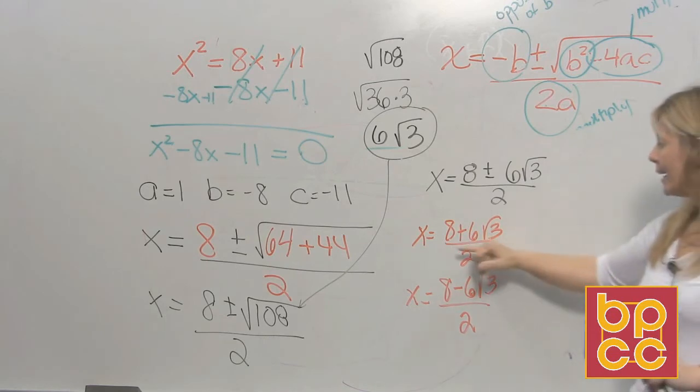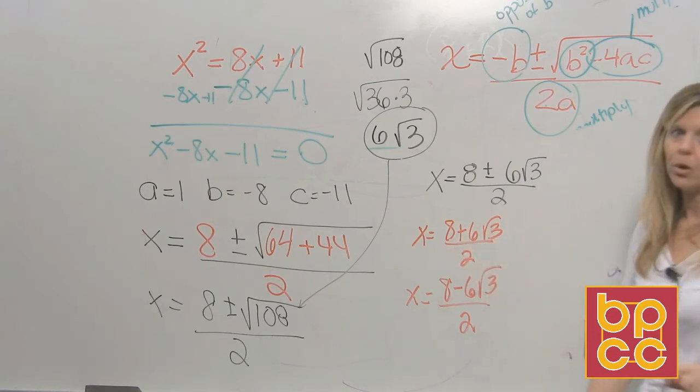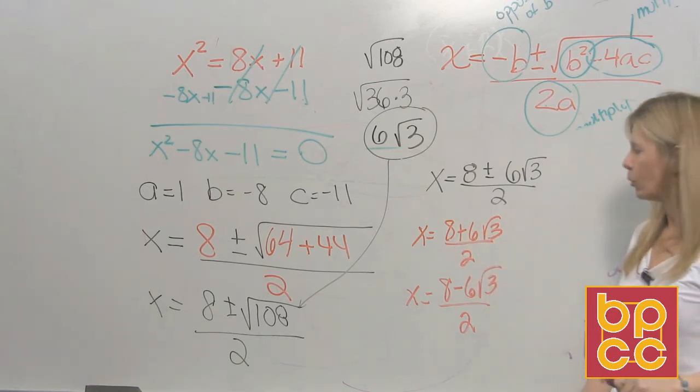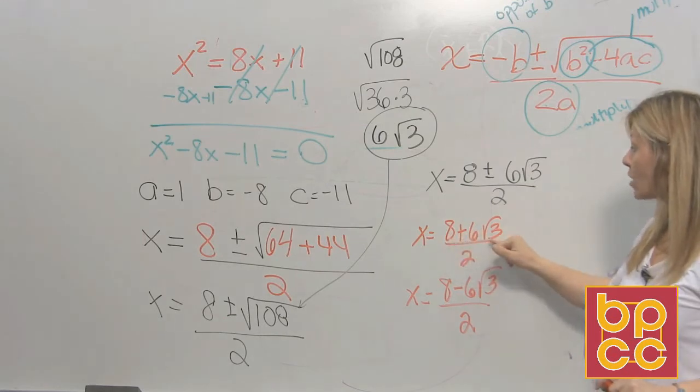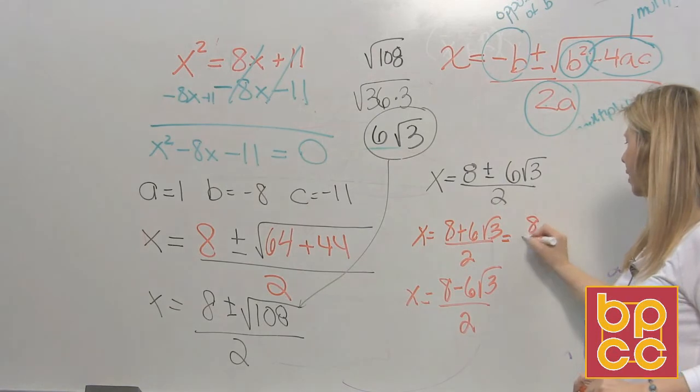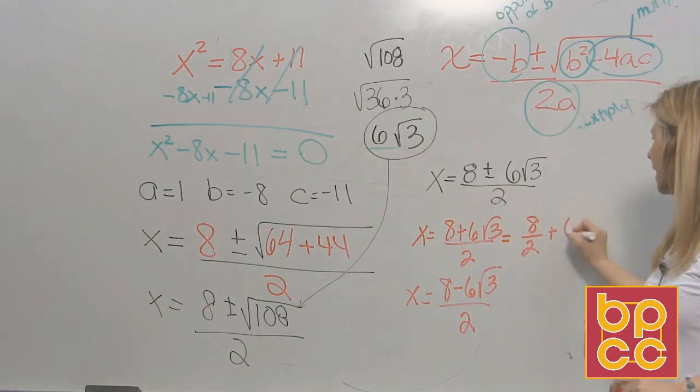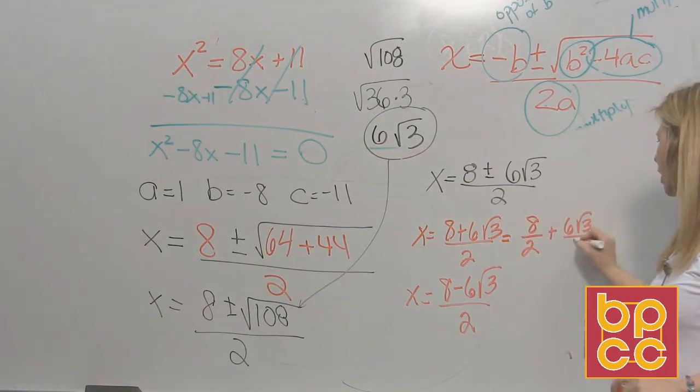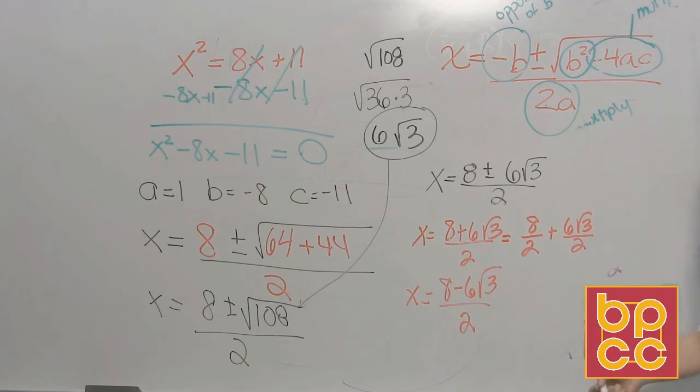But wait, it says to divide by 2. What are you dividing by 2? Well, look at the bar. It's going straight across, so it means to divide both. So I could break this up and write 8 over 2 plus 6 square roots of 3 over 2. And now we can divide. 8 divided by 2 is 4. And because 6 square roots of 3 is connected by multiplication, we sure can. 6 divided by 2 is 3 with a square root of 3.